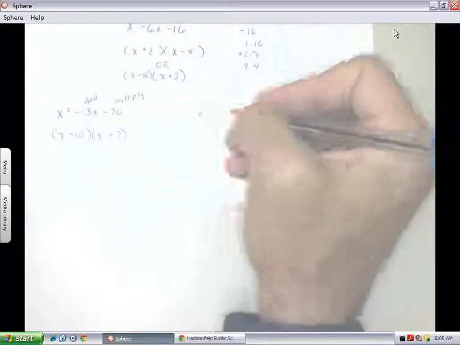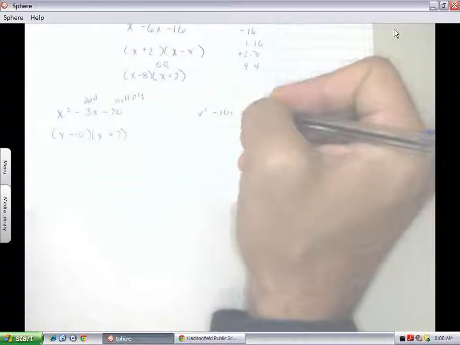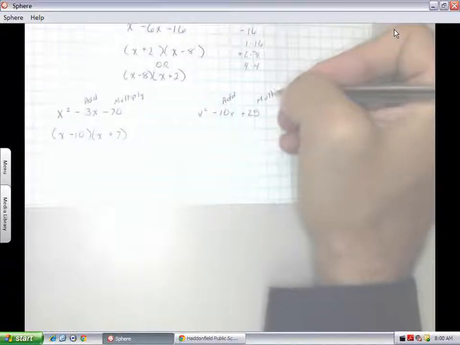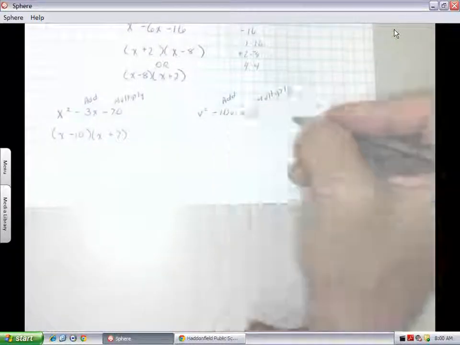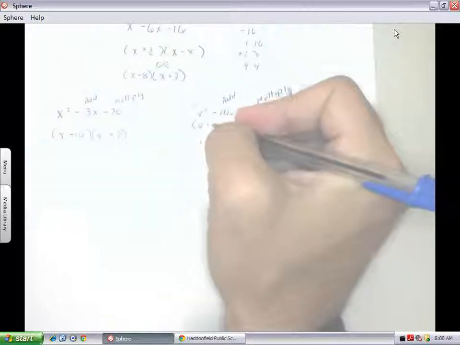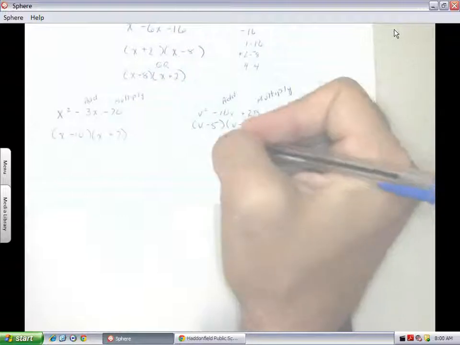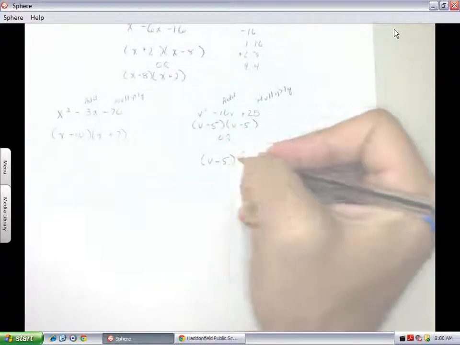One more time. v squared minus 10v plus 25. I need two numbers that add to negative 10 and multiply to 25. v minus 5 and v minus 5, or I could even write v minus 5 squared.